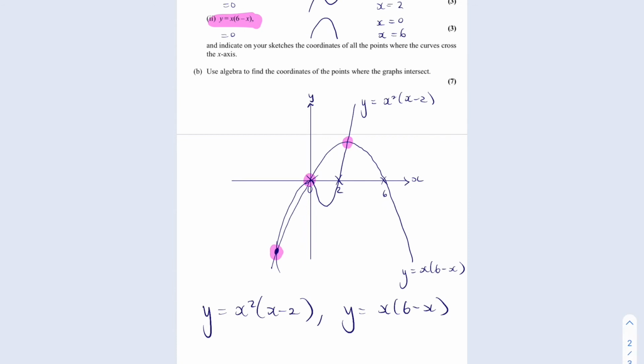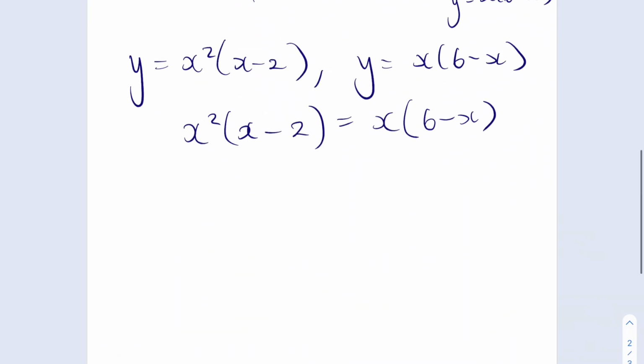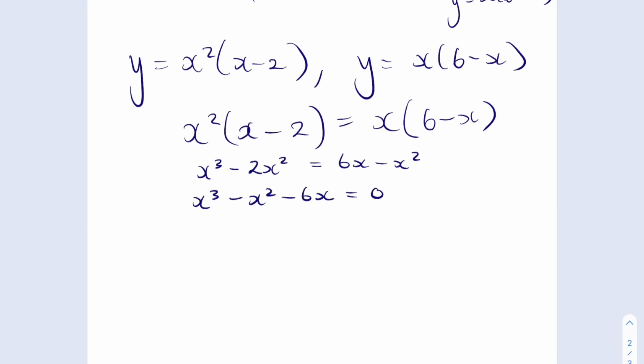So to solve simultaneous equations, I have the x and the y values being the same simultaneously, so at the same time. So I can substitute my expression for y of one of them into the other, giving me x squared times x minus 2 is equal to x times 6 minus x. Now I'm going to multiply those out. x cubed minus 2x squared equals 6x minus x squared, and move everything onto one side. So plus x squared on both sides and subtract 6x. And that's equal to 0.